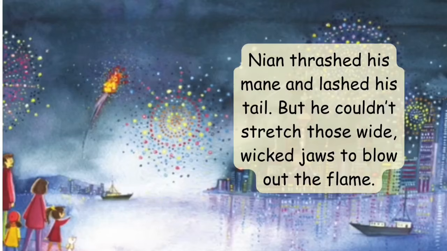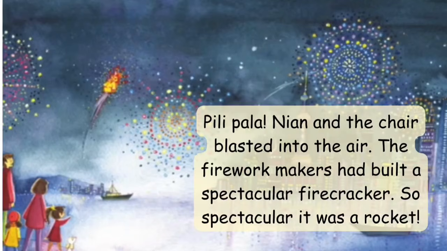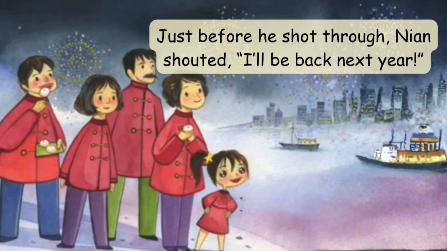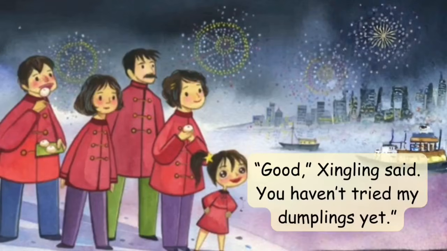"Goodbye, Nian." Nian thrashed his mane and lashed his tail, but he couldn't stretch those wide, wicked jaws to blow out the flame. Pssh, plah! Nian and the chair blasted into the air. The firework makers had built a spectacular firecracker, so spectacular it was a rocket. Nian's claws tore a hole in the fabric of the sky. Just before he shot through, Nian shouted, "I'll be back next year." "Good," Xingling said. "You haven't tried my dumplings yet."